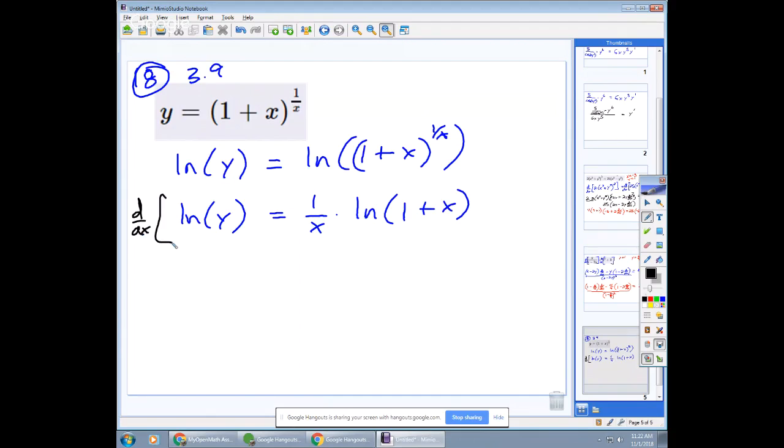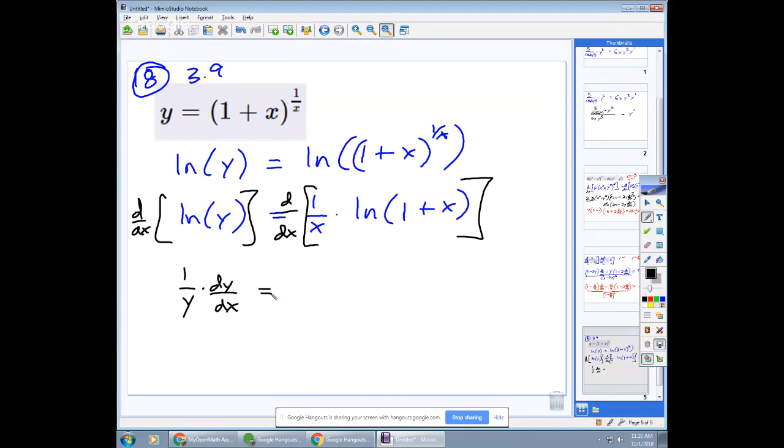So derivative with respect to x there, derivative with respect to x there. Derivative of the natural log, 1 over, yeah, so that's going to be a 1 over y, but then the chain rule says I have to multiply by dy dx or y prime. Your choice. Other side, I have to apply the product rule.